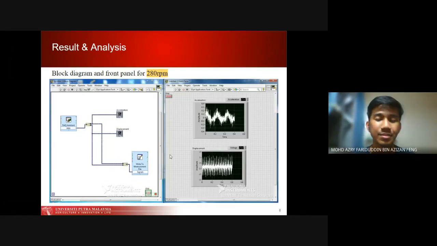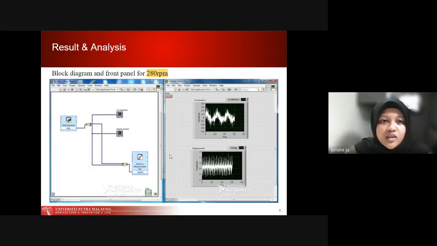Okay, thank you, Azri. So I will continue with the results and analysis. This is the block diagram and front panel in the software that we use in the lab. This one is for 280 RPM, and as you can see, the right side of the window shows the acceleration and displacement graph.